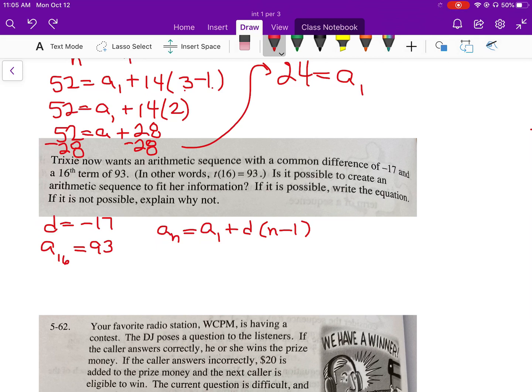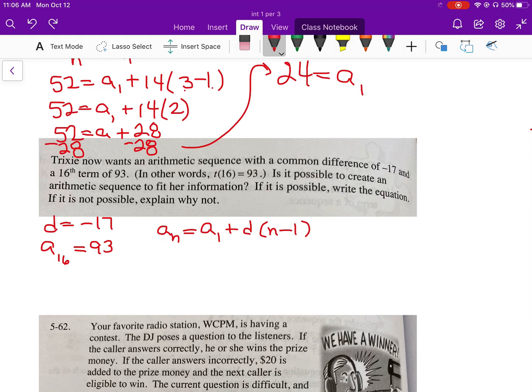Oh, that hurts. Are you stuck? So put the 93 here because you're looking for a sub 1. You can just put 93 in place of the a sub n. Is equal to, and then you're looking for a sub 1, so put a sub 1 there. Now, solve it.